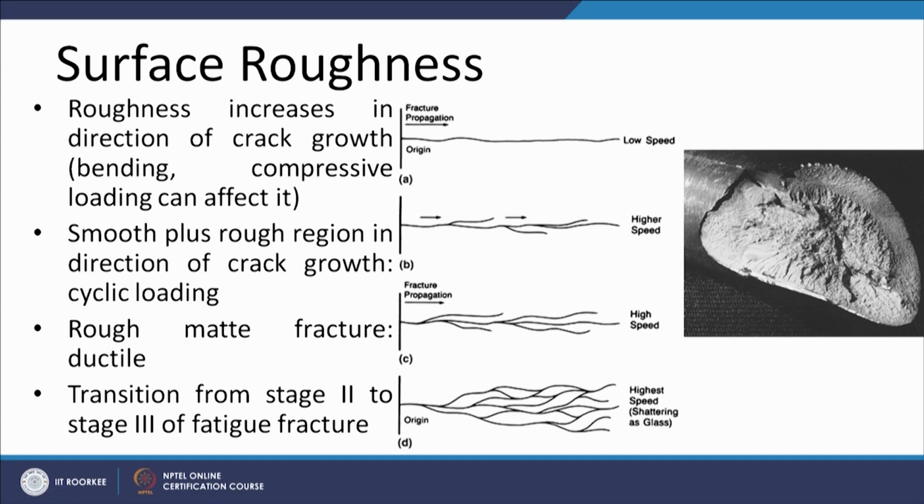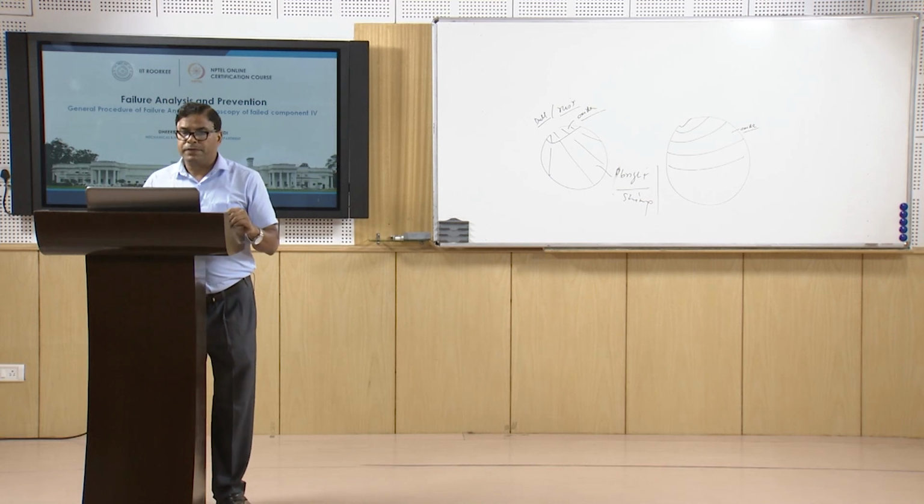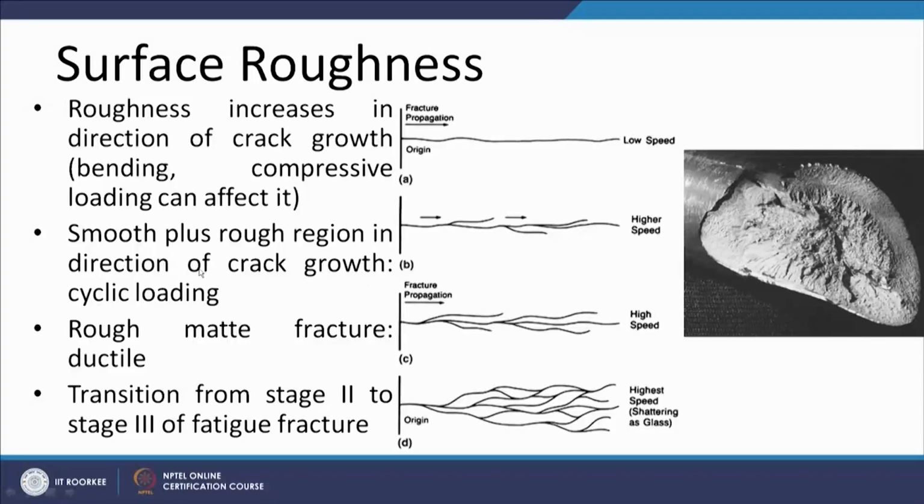is a possibility for the compressive loading. So, the fracture surface can get closed. The closure of the fracture surface under the compressive loading will smoothen the fracture surface. A smooth plus rough region in the direction of the crack growth is observed in case of the cyclic loading.